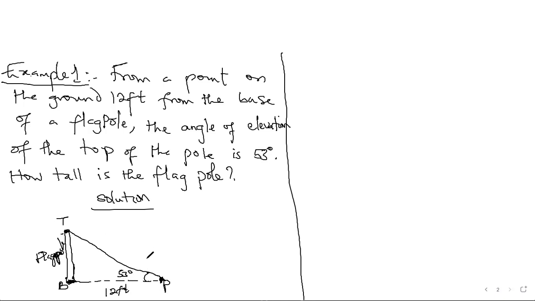So in this case, we don't have the hypotenuse. So you have the opposite. You are looking for the opposite, sorry, but you have the adjacent. So we are looking for opposite, we have the adjacent, so that we definitely use tangent. So tan of the angle, tan 53 degrees, will be equal to opposite, which is TB or BT, divided by BP.